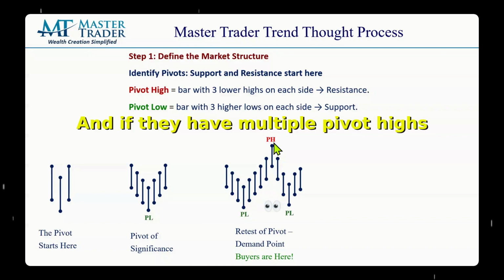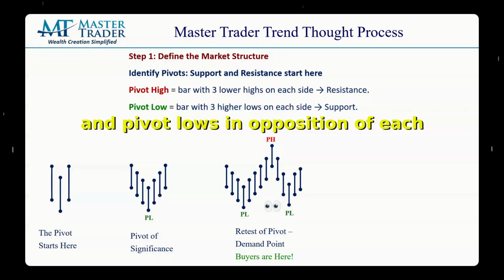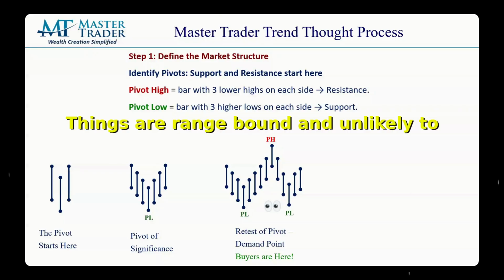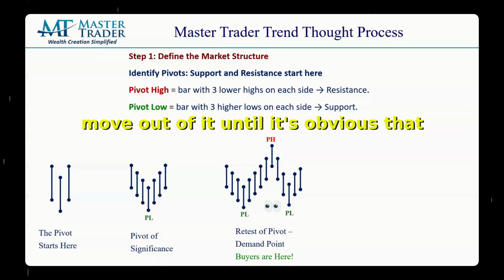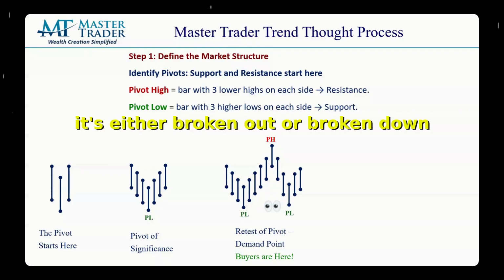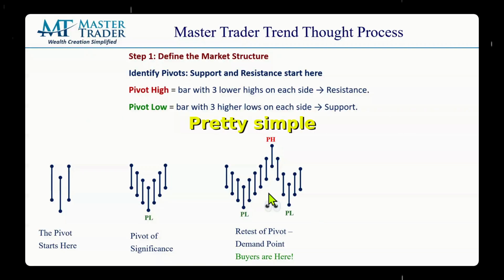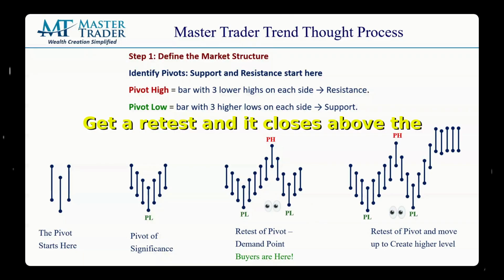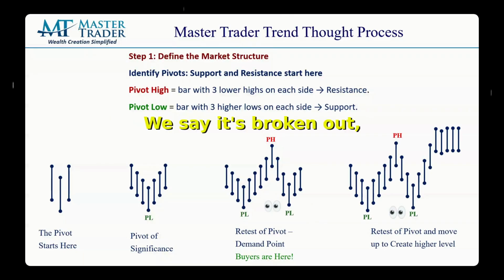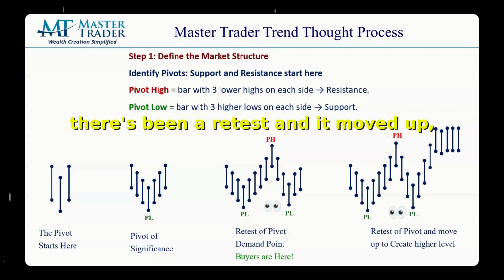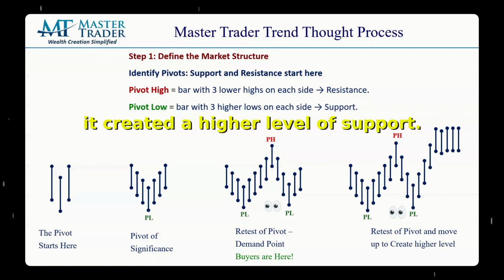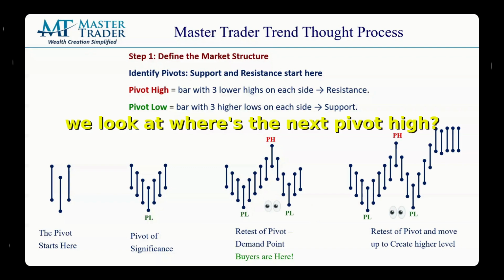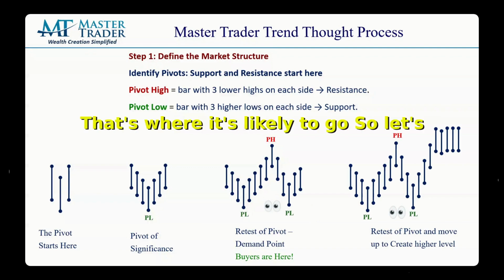And if they have multiple pivot highs and pivot lows in opposition of each other, simple, it forms a trading range. Things are range bound and unlikely to move out of it until it's obvious that it's either broken out or broken down. Again, pretty simple. Once it begins to form a pivot and we get a retest and it closes above the pivot high, we say it's broken out. There's been a retest and it moved up. It created a higher level, and at that point, we look at where's the next pivot high up above. That's where it's likely to go.